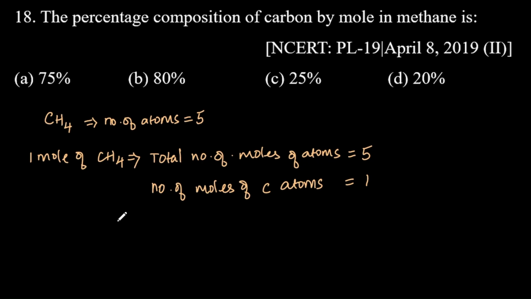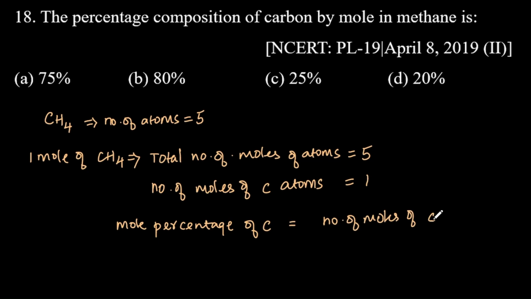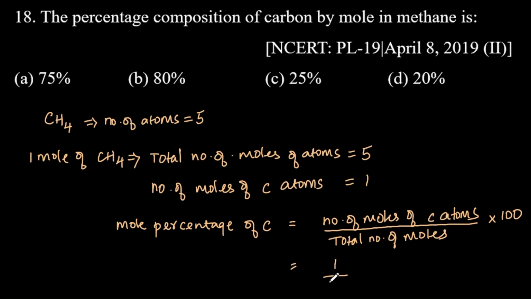So here they are asking the mole percentage of carbon, which is equal to the number of moles of carbon atoms divided by the total number of moles multiplied by 100, because percentage is asked. So the numerator is 1 divided by 5 into 100. So 100 by 5 is 20%. So the correct option is option D.